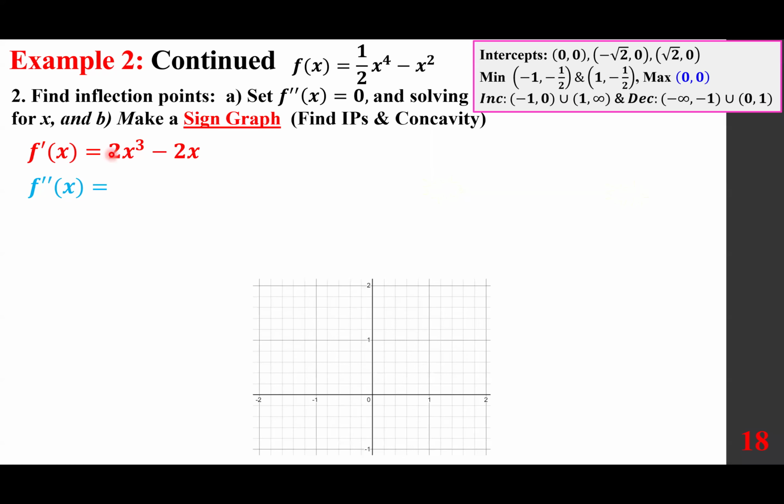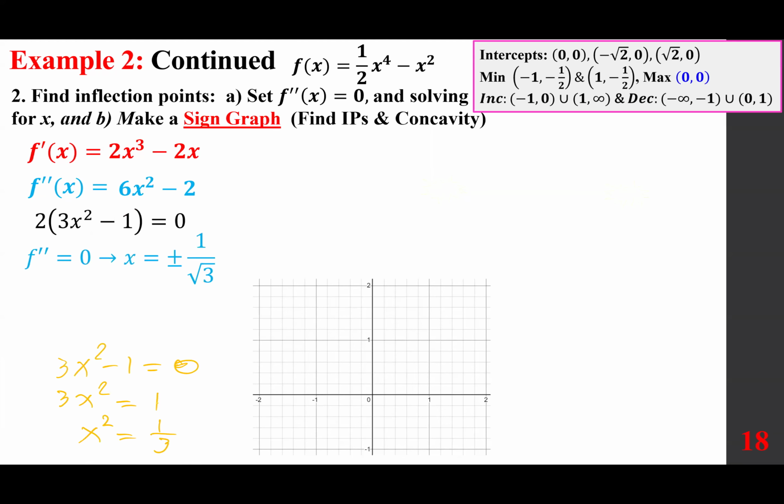So what is f double prime? 6x squared minus 2. Since we want to set this equal to 0, we're going to factor the 2 out. We get 3x squared minus 1. And if I set this one equal to 0, x squared is 1/3, and x is plus or minus 1 over square root of 3.